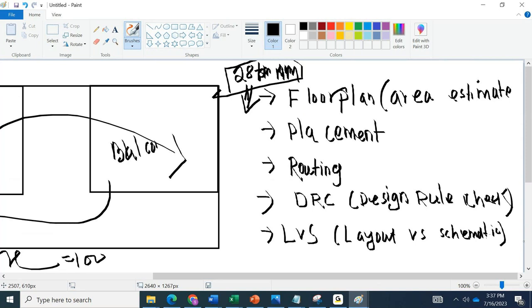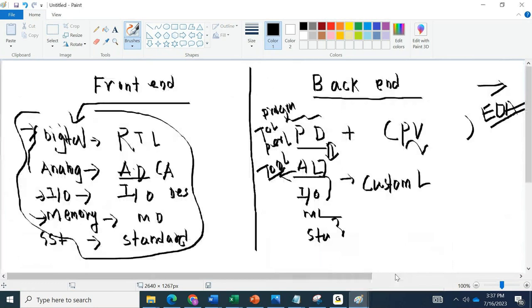A schematic designer is called an analog designer. In physical design, we also use floor planning and routing and STA, and everyone knows that, sir. What is the difference between that one and this one, sir? Yeah, that I am telling now.